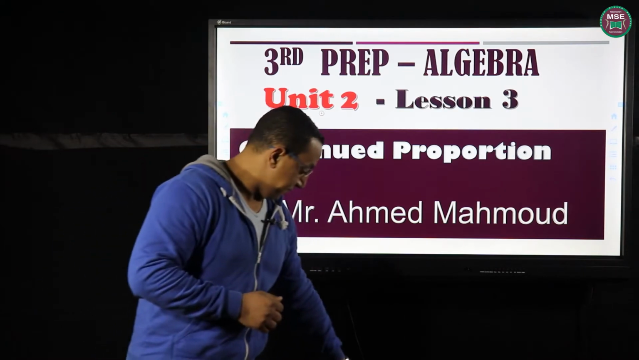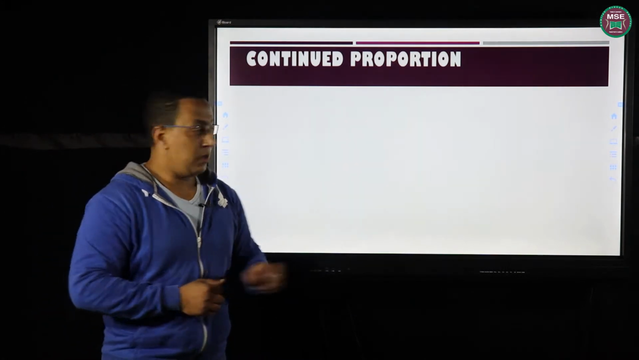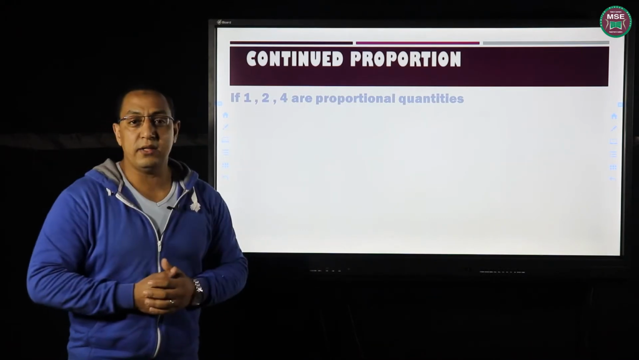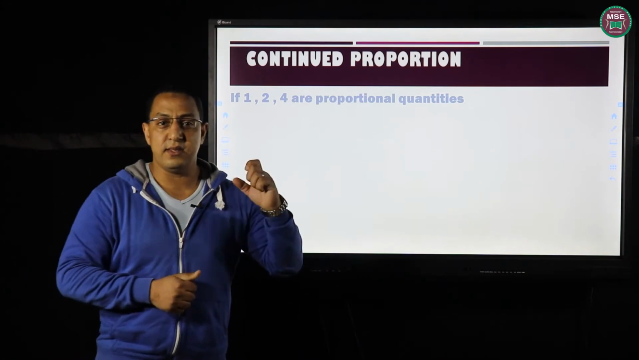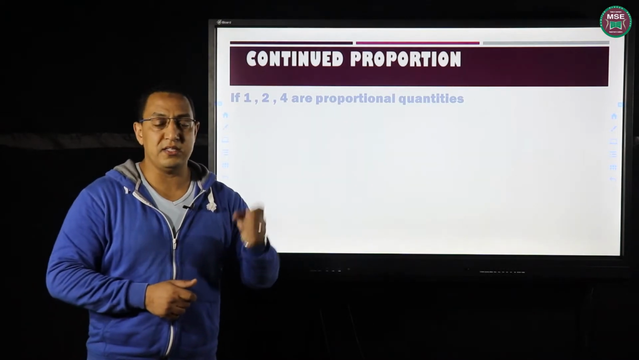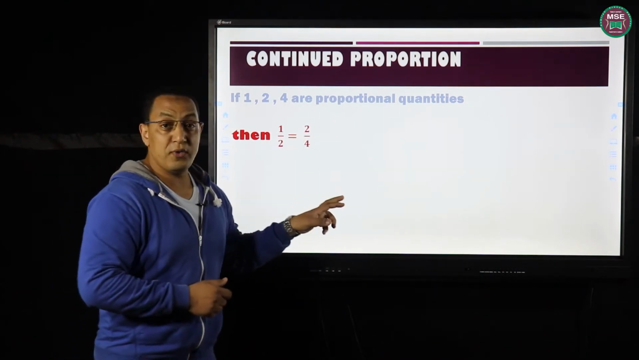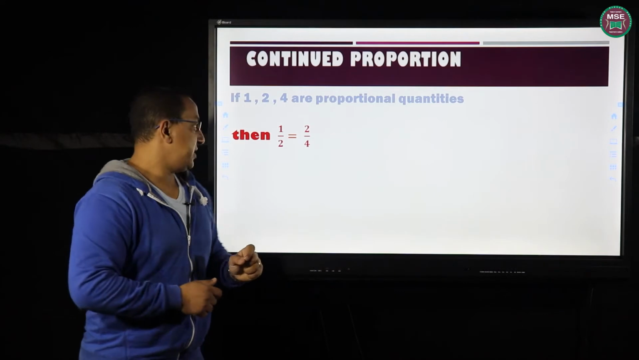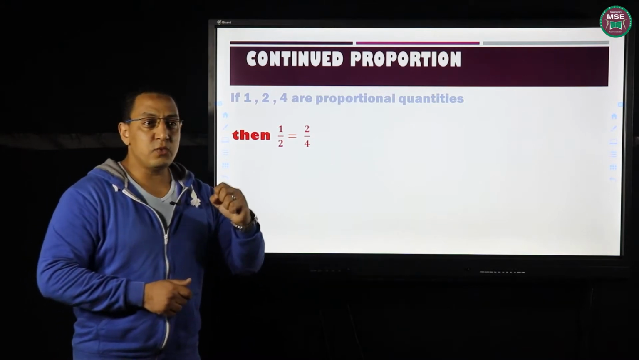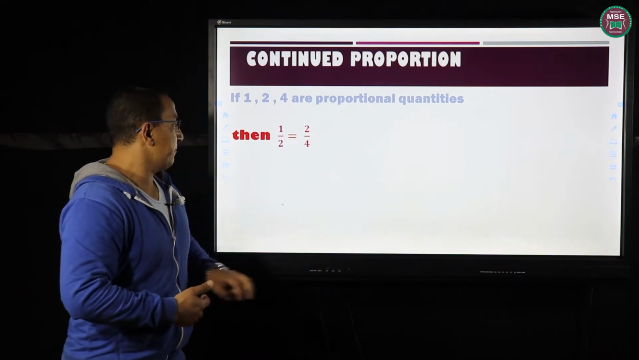Let's start the lesson. First, we need to know what is the meaning of the continued proportion. For example, if we have three numbers like 1, 2, and 4, and they said that these three numbers are in continued proportion, that means I can organize the numbers like this: 1 over 2 equals 2 over 4. By looking carefully here, we see that 2 and 2 are alike. This is what makes them in continued proportion. The 2 here is continued.